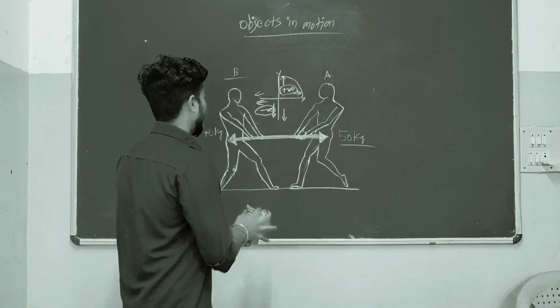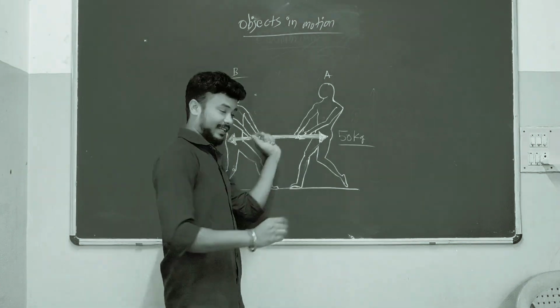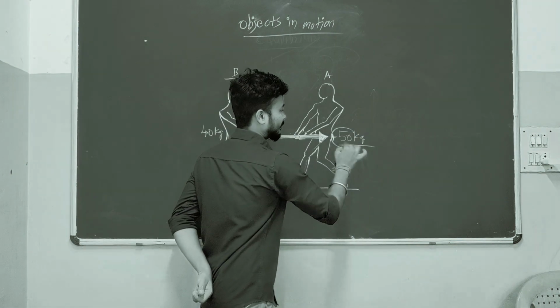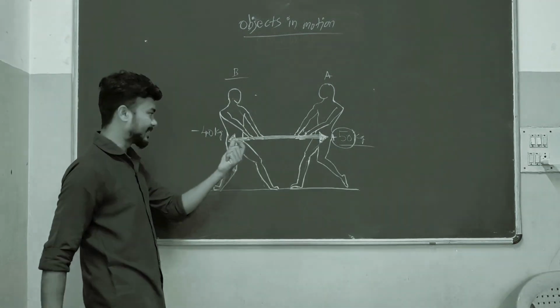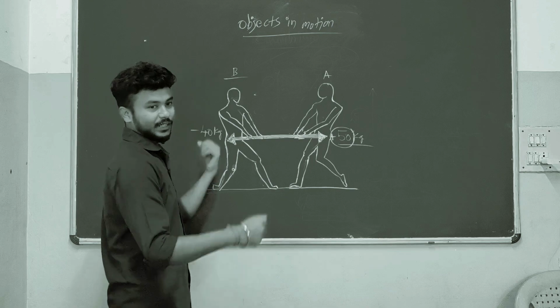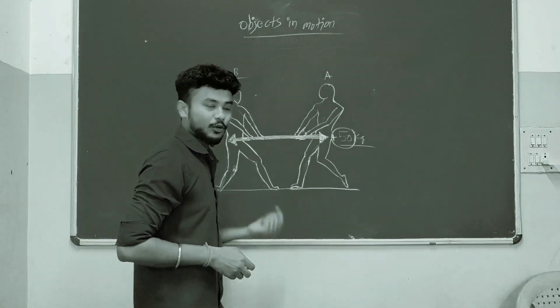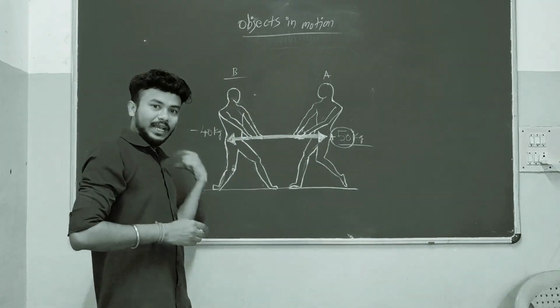Okay, clear? Now we will see. This force is acting to the right side, so it is a positive force. This one is a negative force because it is acting in the negative direction. Two persons are holding a rope. Person A is pulling on his side and person B is pulling on his side.